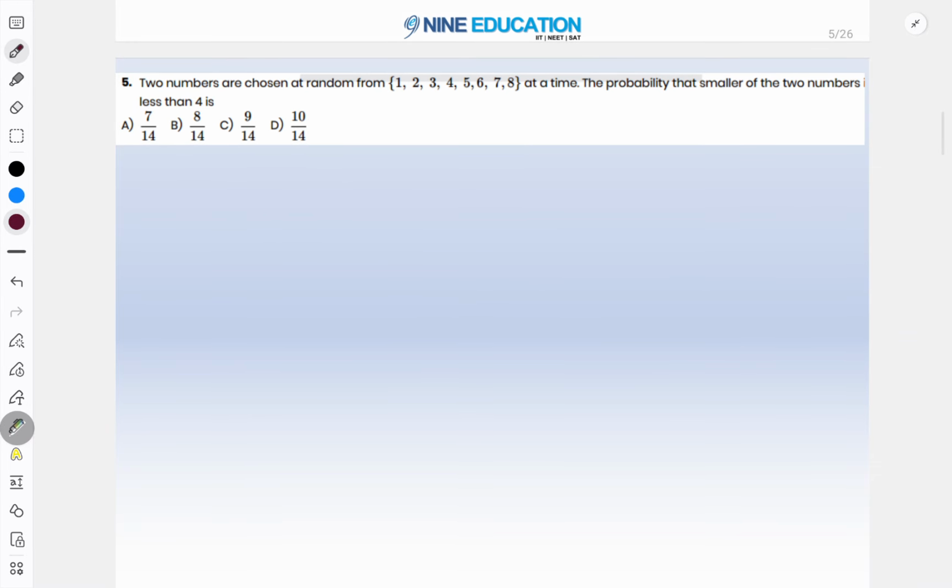Two numbers are chosen at random from these at a time. The probability that the smaller of the two numbers is less than 4. Now first of all, let's write the total choices. So total choices will be equal to, we have 8 numbers, 8C2. So out of the 8 numbers you have to choose any 2. So therefore we have 8C2 choices. Now the probable choices, or you can say favorable choices.